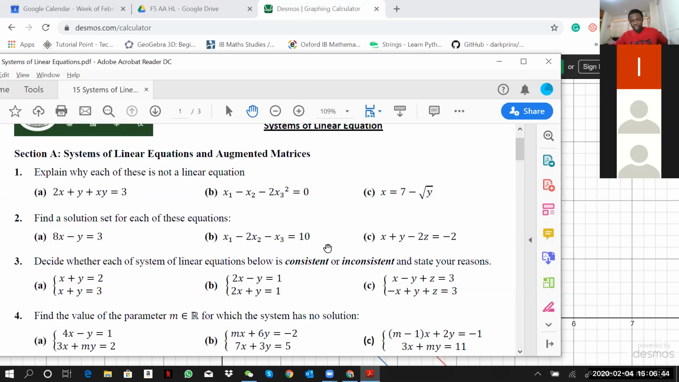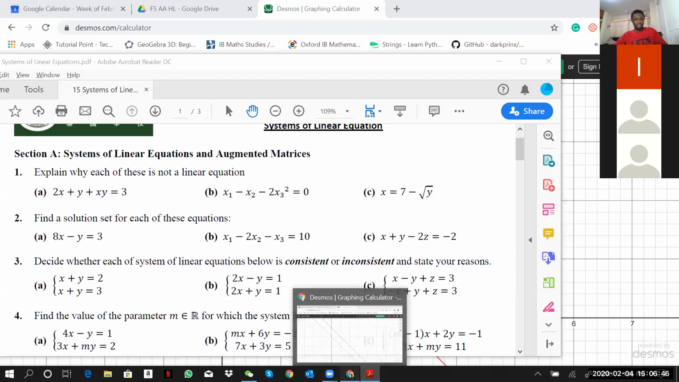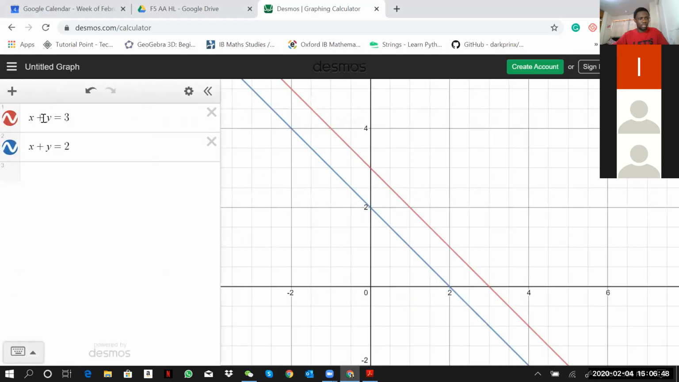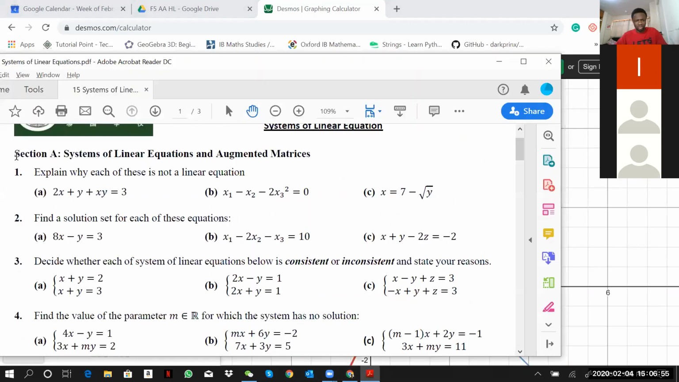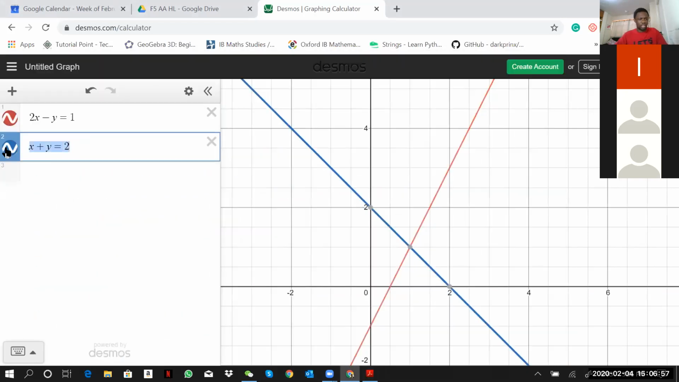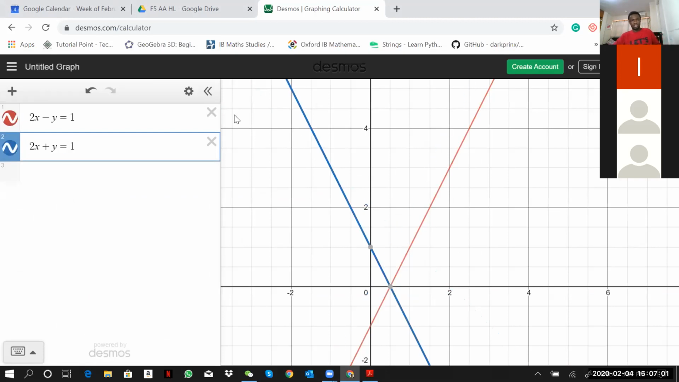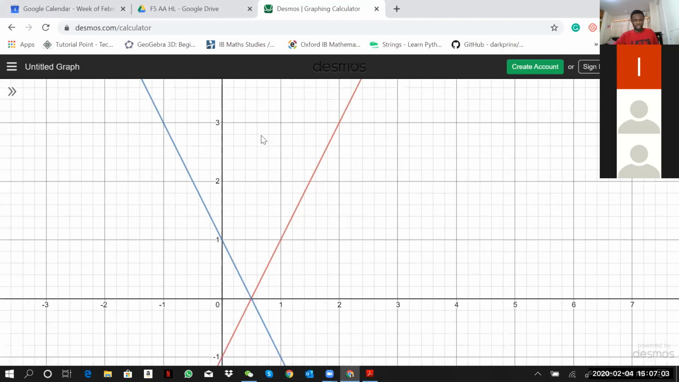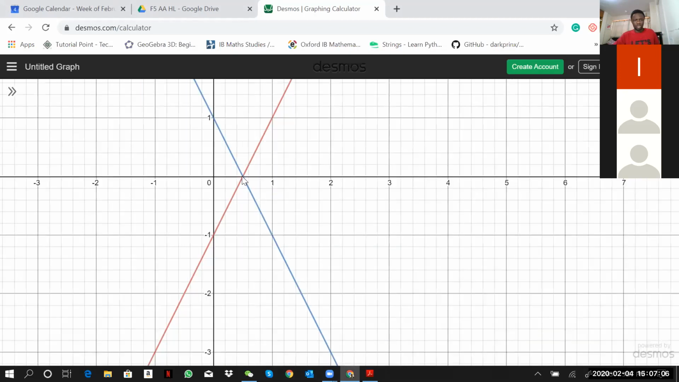And we can confirm that graphically. Thank you, Karen. So let's see. 2x minus y equals 1, yes. Then 2x plus y equals 1. And you can see the solution right here. Can everybody see my graph? If you click on it, that's 0.5 and 0. Okay, can everybody see this?